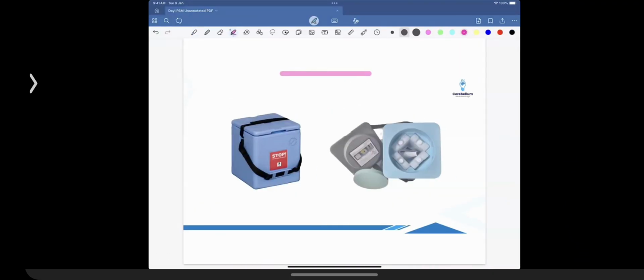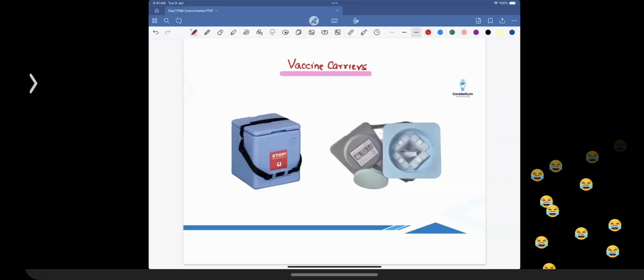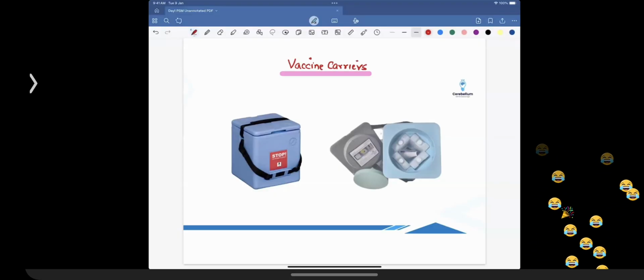Identify the instrument, then I will ask you questions. Ice box. Beer bottles, a few need to be carried. Yes, this is vaccine carriers. So this is vaccine carrier.